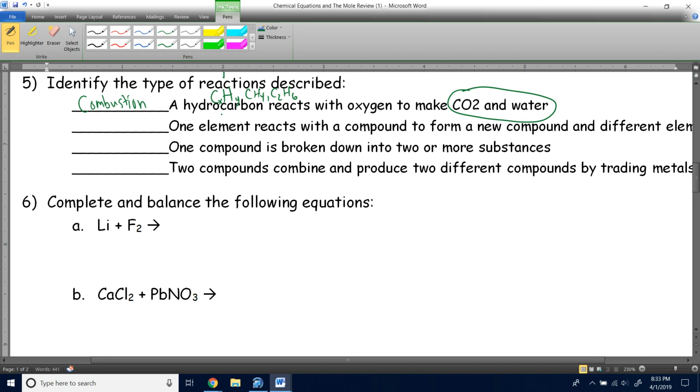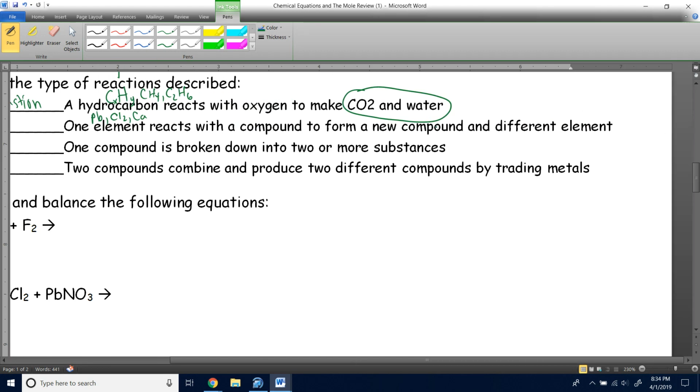So an element means something by itself, like chlorine or something like carbon. Carbon won't be by itself, I lied. Something like lead or calcium. Okay, all of these are elements. It reacts with a compound to form a new compound and a different element.